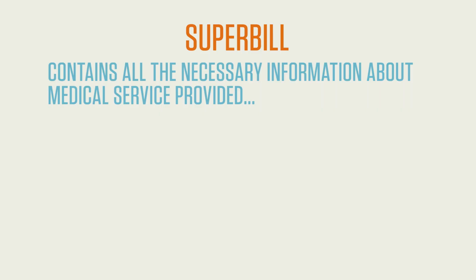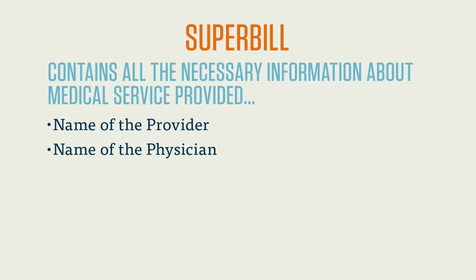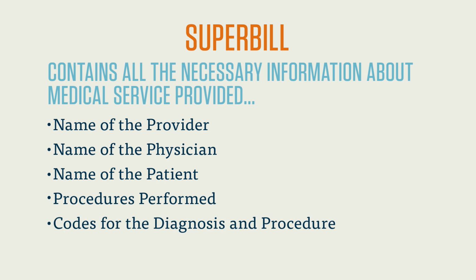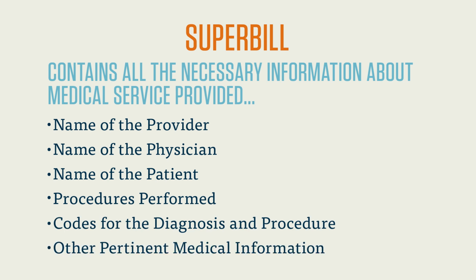This report, which also includes demographic information on the patient and information about the patient's medical history, is called the superbill. The superbill contains all of the necessary information about medical services provided. This includes the name of the provider, the name of the physician, the name of the patient, the procedures performed, the codes for the diagnosis and procedure, and other pertinent medical information. This information is vital in the creation of the claim. Once complete, the superbill is then transferred, typically through a software program, to the medical biller.